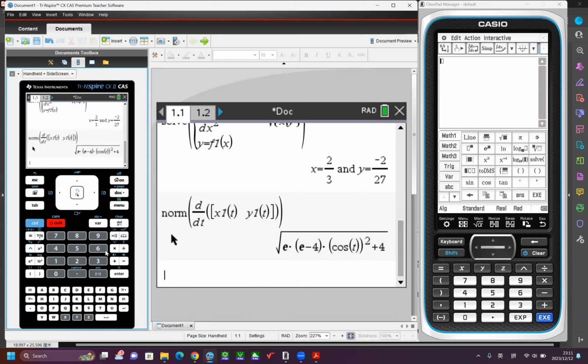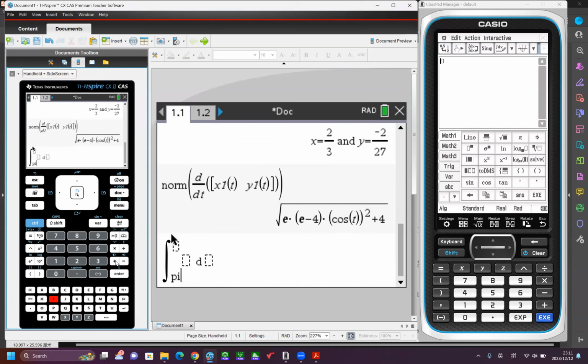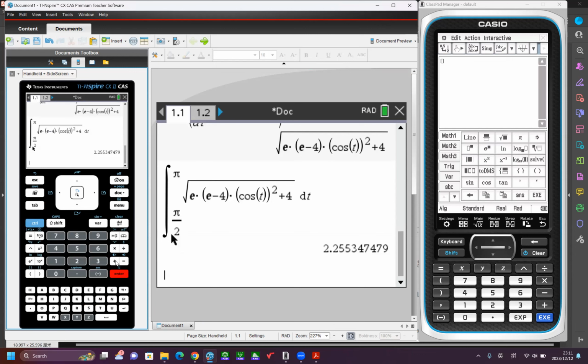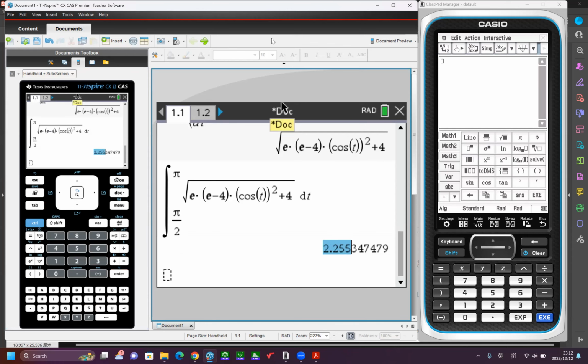Now we can just go for shift plus pi over 2, tab pi, answer t. Control enter. That gives me 2.25537 something. So correct to 3 decimal places, the answer should be 2.255 kilometers. And let's go back and complete the last one and move on to the next question.